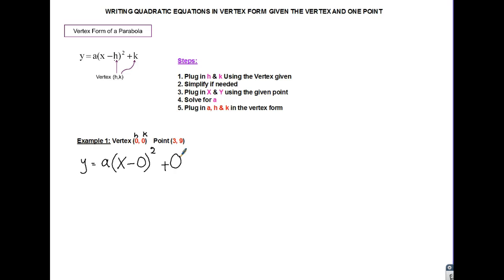Number 2, simplify if needed. So looking at this expression, and when I say simplify, I'm talking about minimal simplification needed. So you just need to simplify the zeros, because x minus 0 is just x, and plus 0, you don't even need to write that 0. So y equals ax squared.